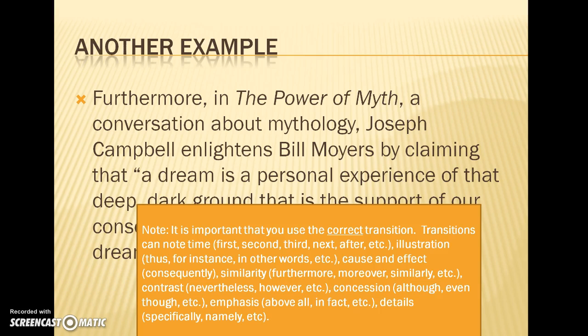One other thing I wanted to point out here is that it's important to use the correct transitions. Transitions can note time: first, second, third, next, after, etc. Cause, effect, similarity. It's important for you to choose the right transition. Look at the content of what the quotation is saying. Look at the content of what you have just said. Does the information you're going to provide contrast? If so, use a contrasting one. Does it show an effect? Use an effect one, etc.